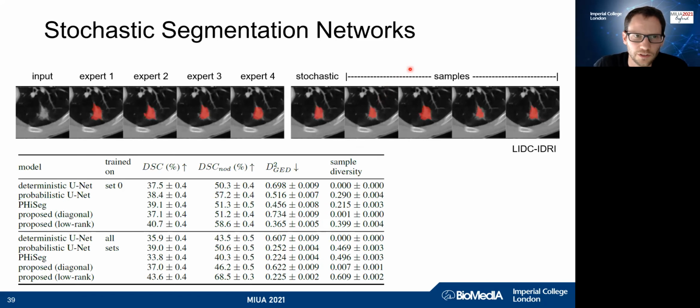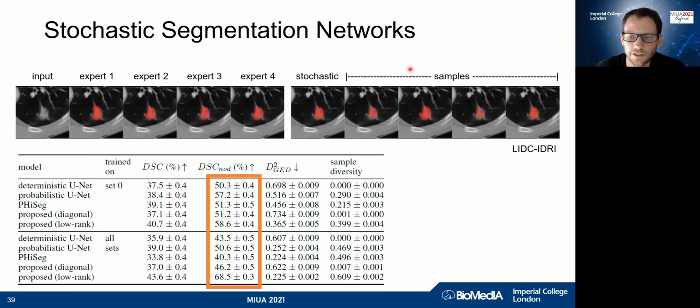What was interesting to see is that the SSNs were the only network in our experiment where we compared, for instance, with other approaches like PIXSEG and probabilistic UNet, which are also trying to model the distribution over segmentation outputs.